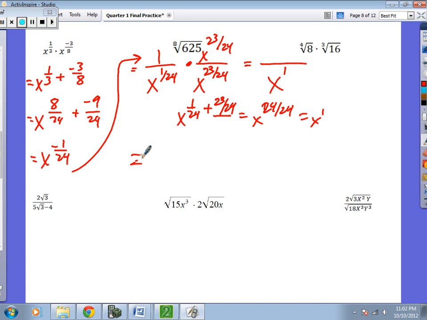Okay, now when I times my tops, when I times 1 by x to the 23 24ths, I just get x to the 23 24ths. When I times my bottoms, I get x to the 1. And that is your final answer.